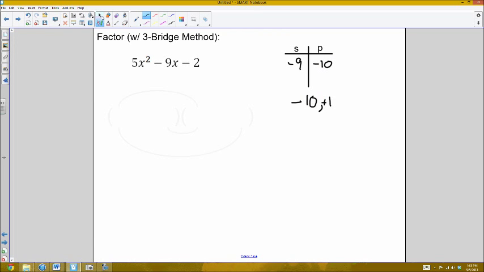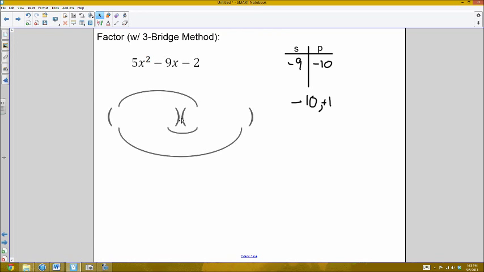The next thing I'm going to do in this method is I'm going to write this trinomial as a binomial and put in my three bridges. Now again, it doesn't matter where you put your inner and outer values. So I'm going to put my 1x, again, x because that's my middle variable. I'm going to put my negative 10x out here. On this top bridge, this first bridge, will be the same value of my first term. So that's 5x squared. Once again, where these two bridges overlap, I'm looking for the greatest common factor of these two values. And the greatest common factor here will be 5x.